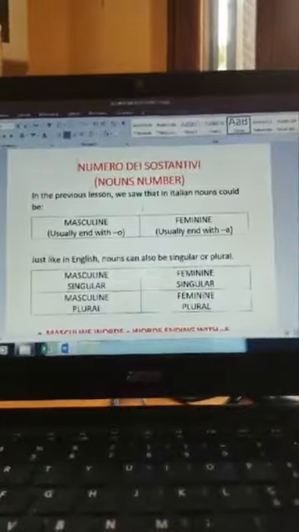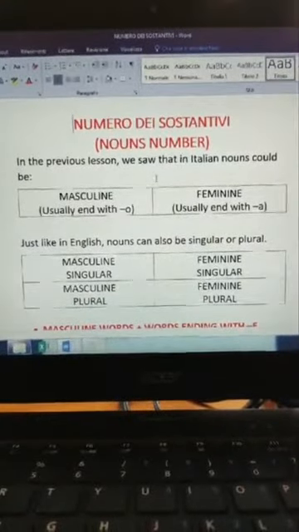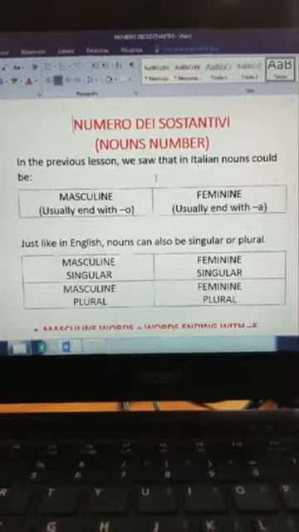So yeah, it is very important to learn when a word is feminine or masculine because of this. Okay, I don't think there is any question, so prego, you're very welcome. So now I will show you how to make the plural of these nouns, okay? Both for feminine and masculine, and for nouns that end with the letter E, whether they're masculine or feminine. So here we are with numero dei sostantivi. It means nouns number, so singular or plural.